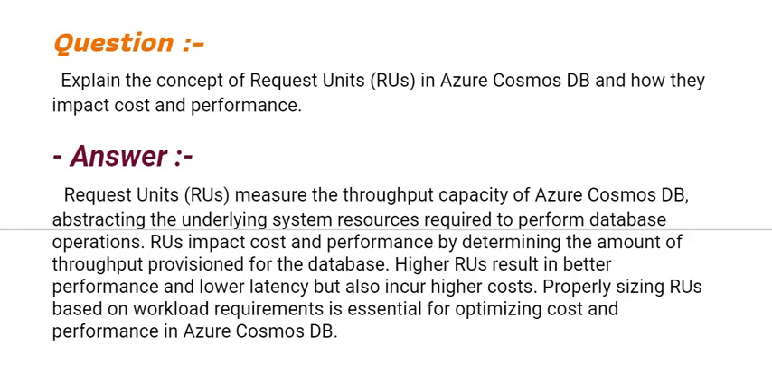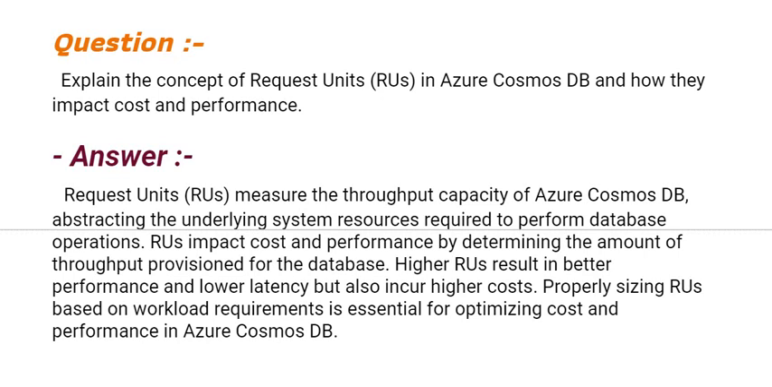Our next question is explain the concept of request units (RUs) in Azure Cosmos DB and how they impact cost and performance. Your answer should be request units (RUs) measure the throughput capacity of Azure Cosmos DB, abstracting the underlying system resources required to perform database operations.